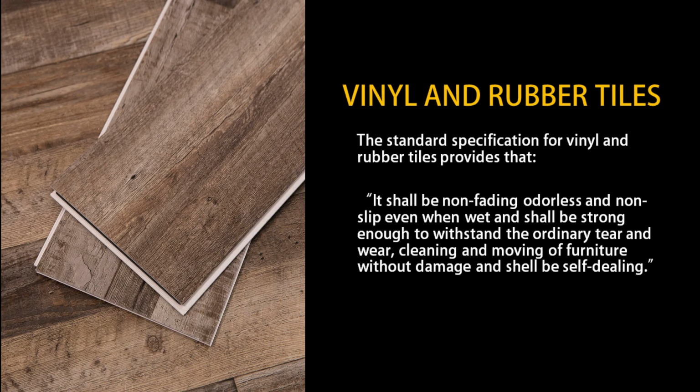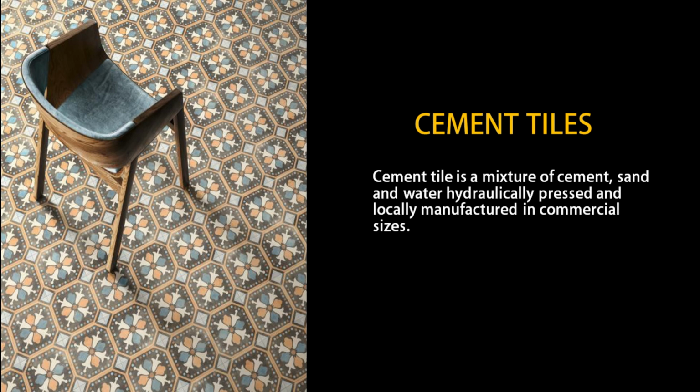The standard specification for vinyl and rubber tiles provides that it shall be non-fading, odorless, non-slip, even when wet, and shall be strong enough to withstand the ordinary wear and tear, cleaning, and moving of furniture without damage, and shall be self-sealing. Another one is the cement tiles. Cement tile is a mixture of cement, sand, and water hydraulically pressed and locally manufactured in commercial sizes.